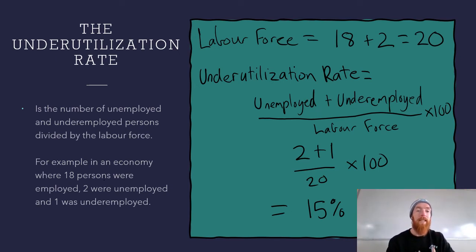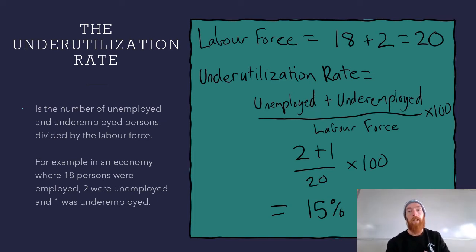So the underutilization rate is the number of unemployed plus underemployed persons divided by the labour force. Some students get confused and only do the underemployed, but what's really important here is that underemployed people are included as employed as far as the labour force is concerned. So if we want to find out how many people are not working or not being used to their full capacity, we've got to add them onto the unemployed persons and then divide that by the labour force and times it by 100.